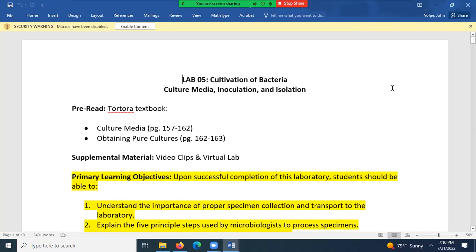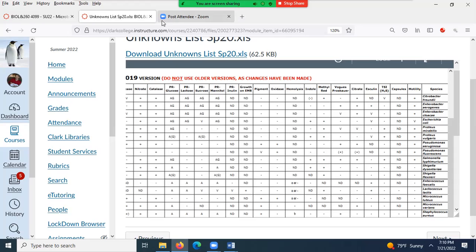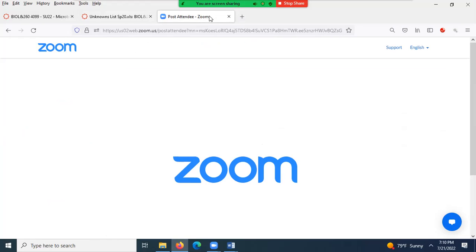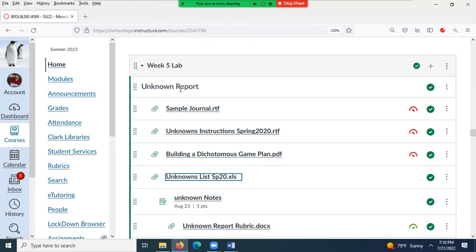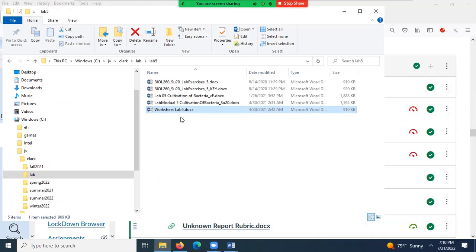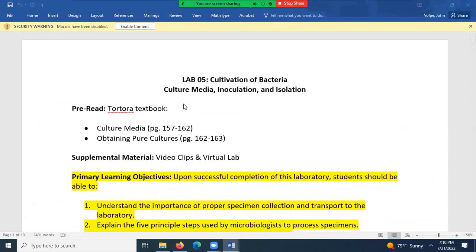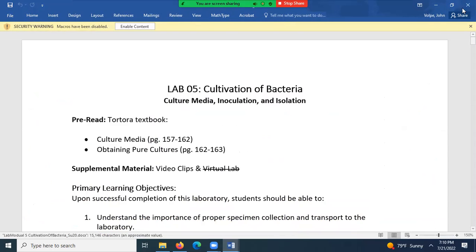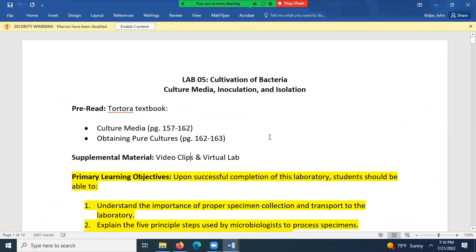All right, lab 5, cultivation of bacteria, culture media, inoculation, and isolation. You do have some pre-reading, it's not very much. And then there are some video clips. I don't think we have a virtual lab. Let me check at that. I think the virtual lab's crossed out. So I haven't found another virtual lab that will run. So there is no virtual lab today.